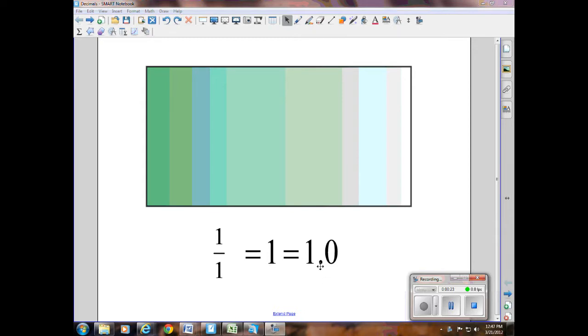Basically, when we look at a decimal, anything to the left of the decimal is representing whole portions: tens, hundreds, thousands, and so on. As we look to the right of the decimal, we're looking at parts of a whole in tenths, hundredths, thousandths, and so on.